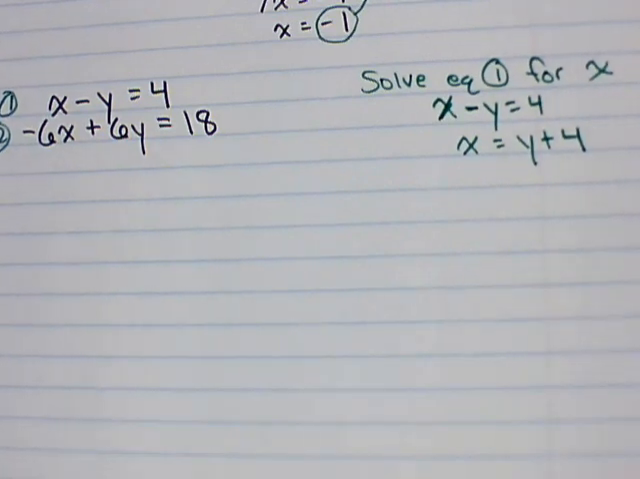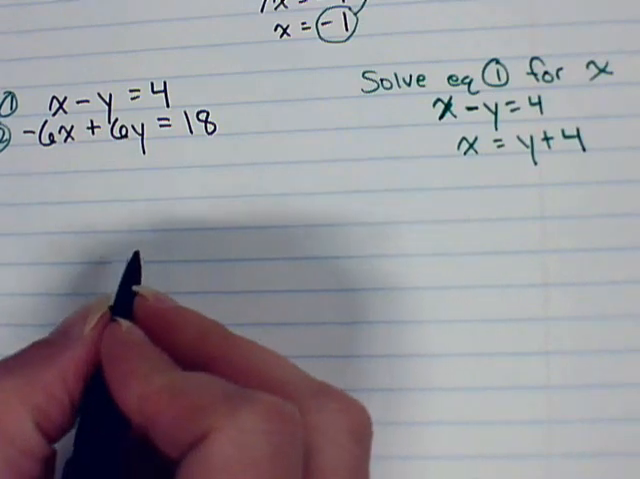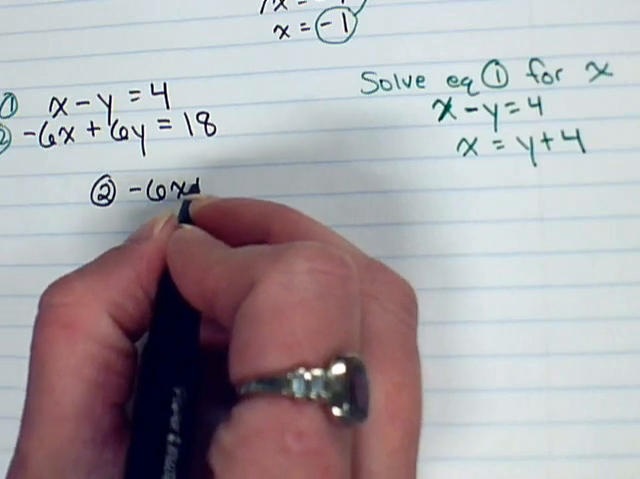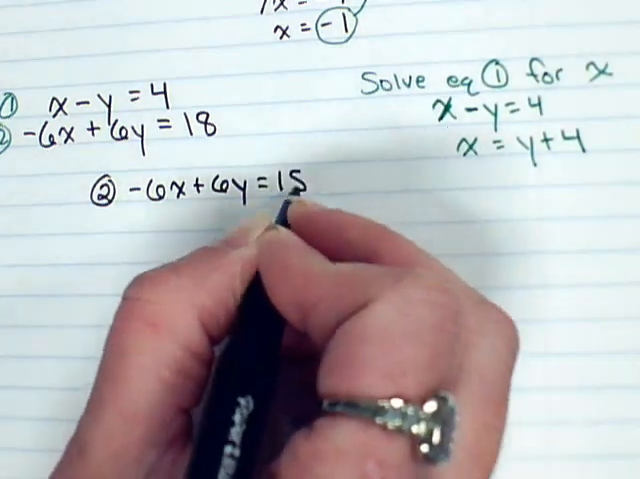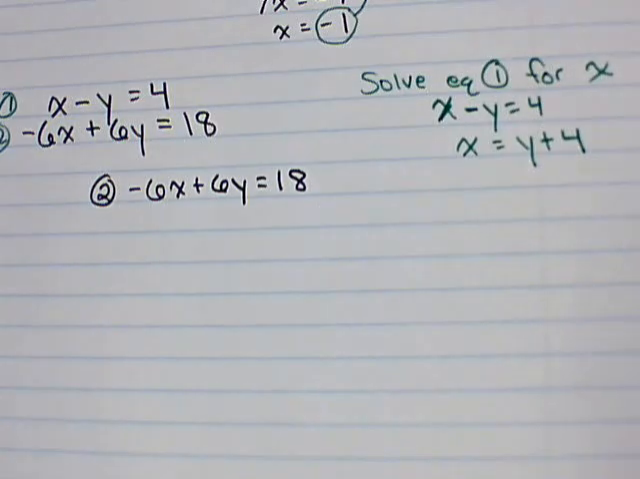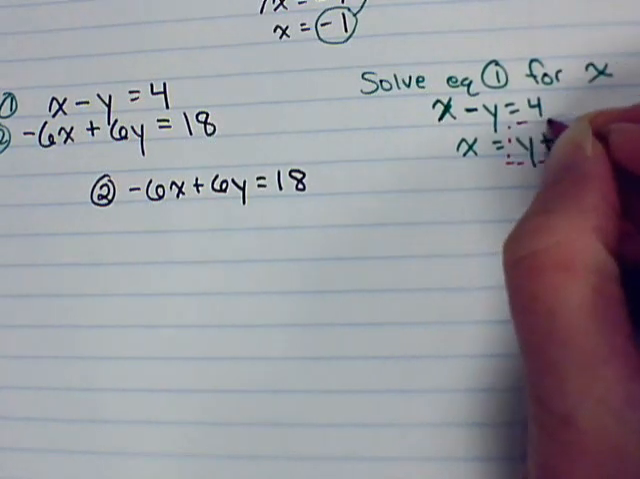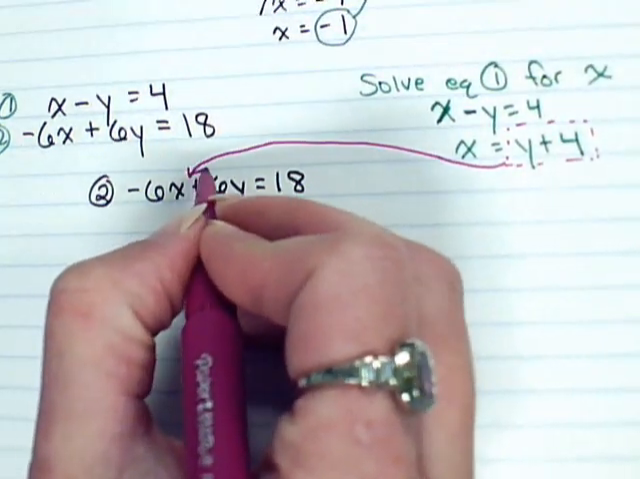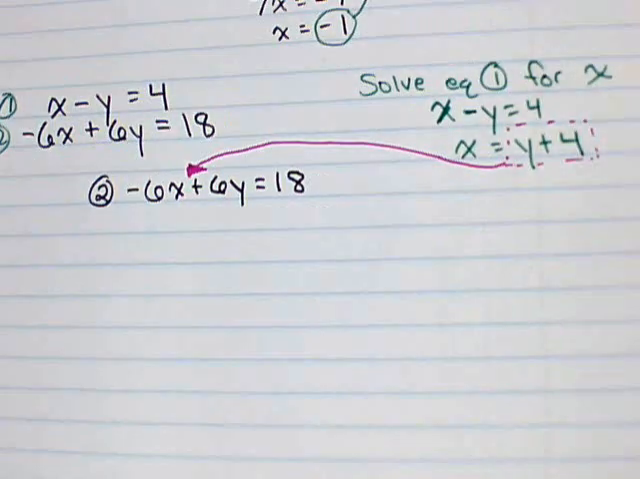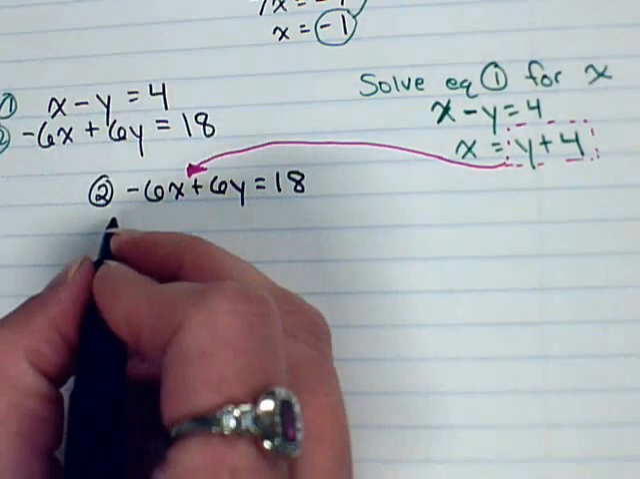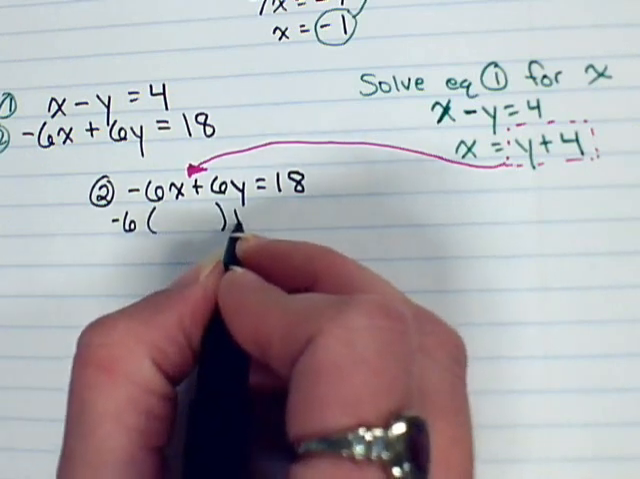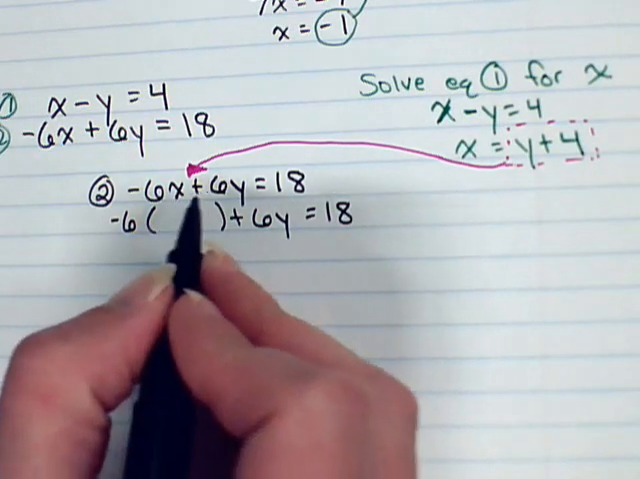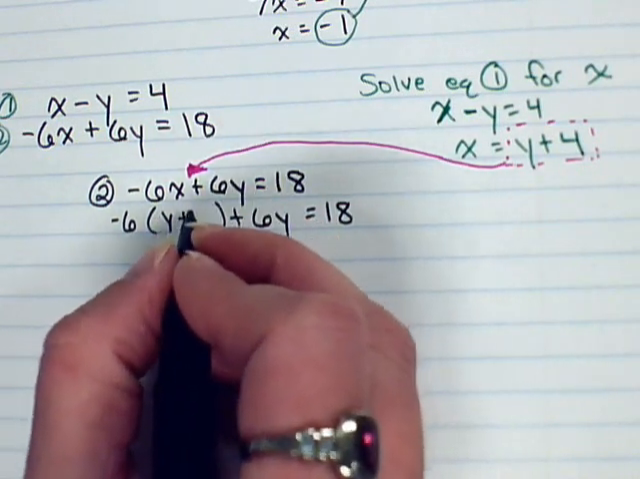So, remember, we rearranged 1 this time, so we need to substitute into equation 2. So what I'm going to do is take this expression, and since that's what x is equivalent to, this is going to replace x. Everything else stays the same. Negative 6 is still there. 6y is still there. The 18 is still there. They don't go anywhere. I'm just replacing the x with what it's equal to.